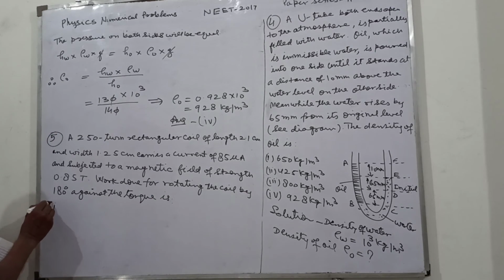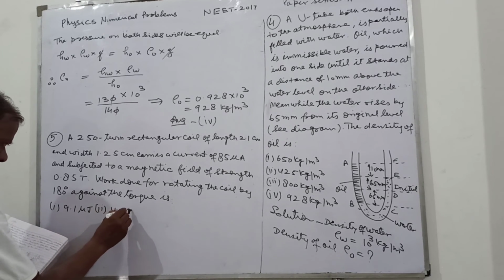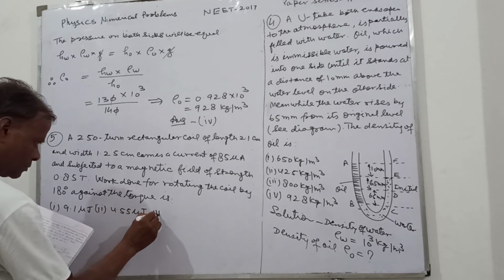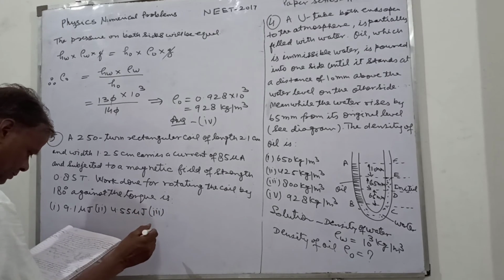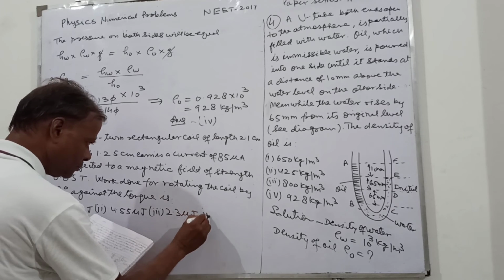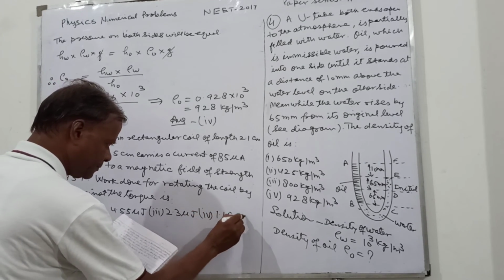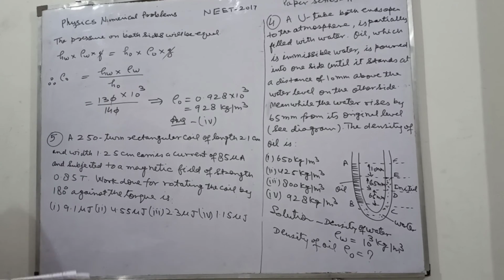Now the options. First option is 9.1 microjoule. Second, 4.55 microjoule. Third, 2.3 microjoule. Fourth, 1.15 microjoule.